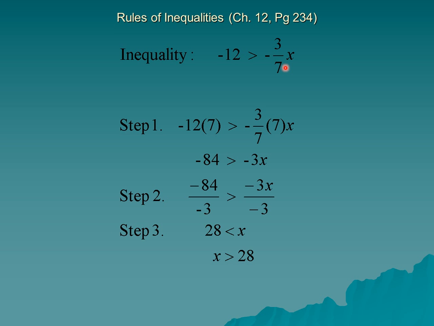Step 1, I multiplied both sides by 7. Once I multiplied, everything is okay. Now it becomes negative 84 here, and this 7 and 7 get cancelled. You are left with negative 3x. Now, you still want to get rid of negative 3, right? How can you get rid of negative 3?